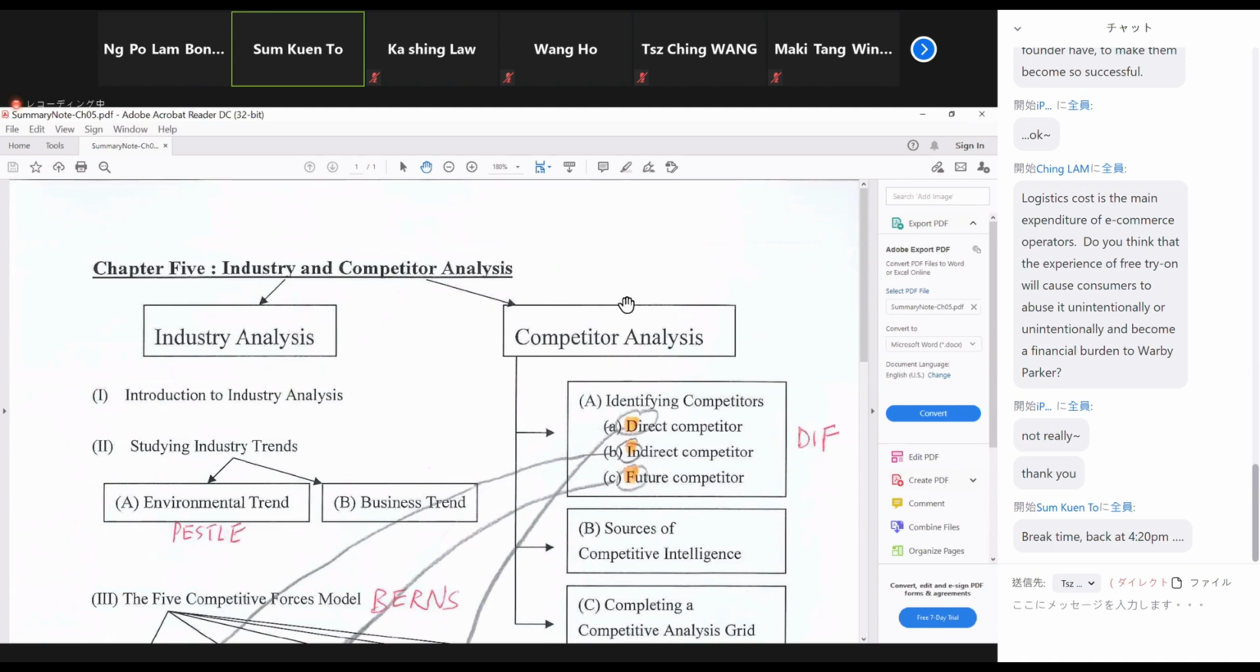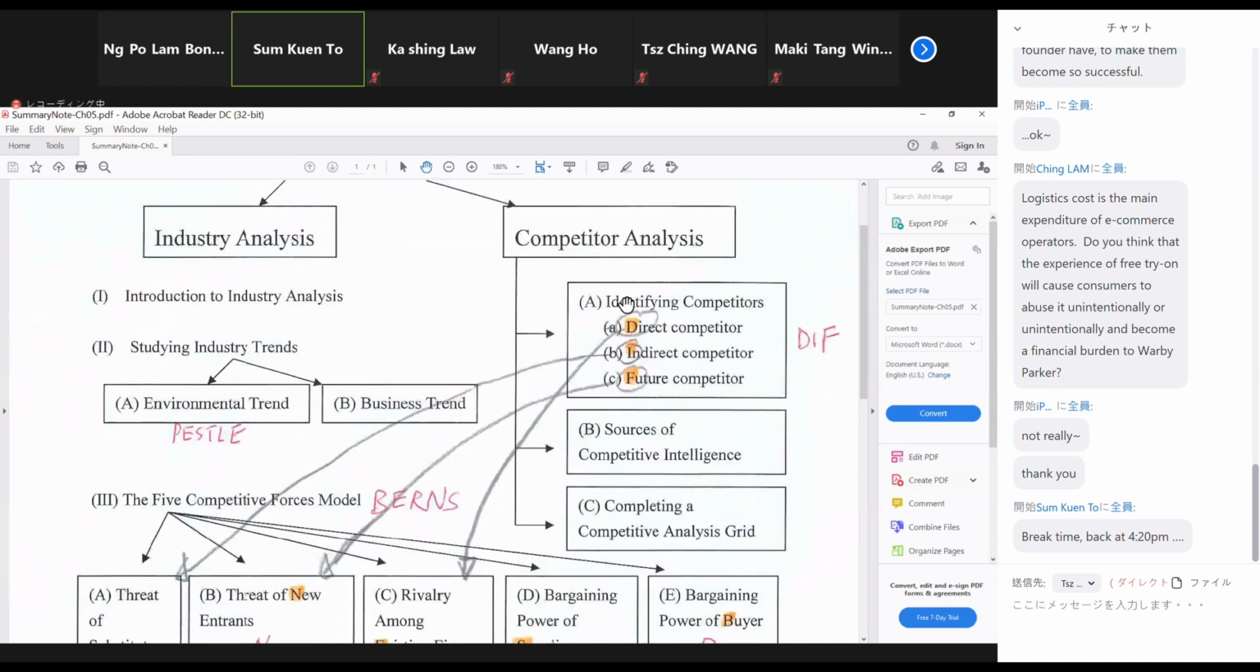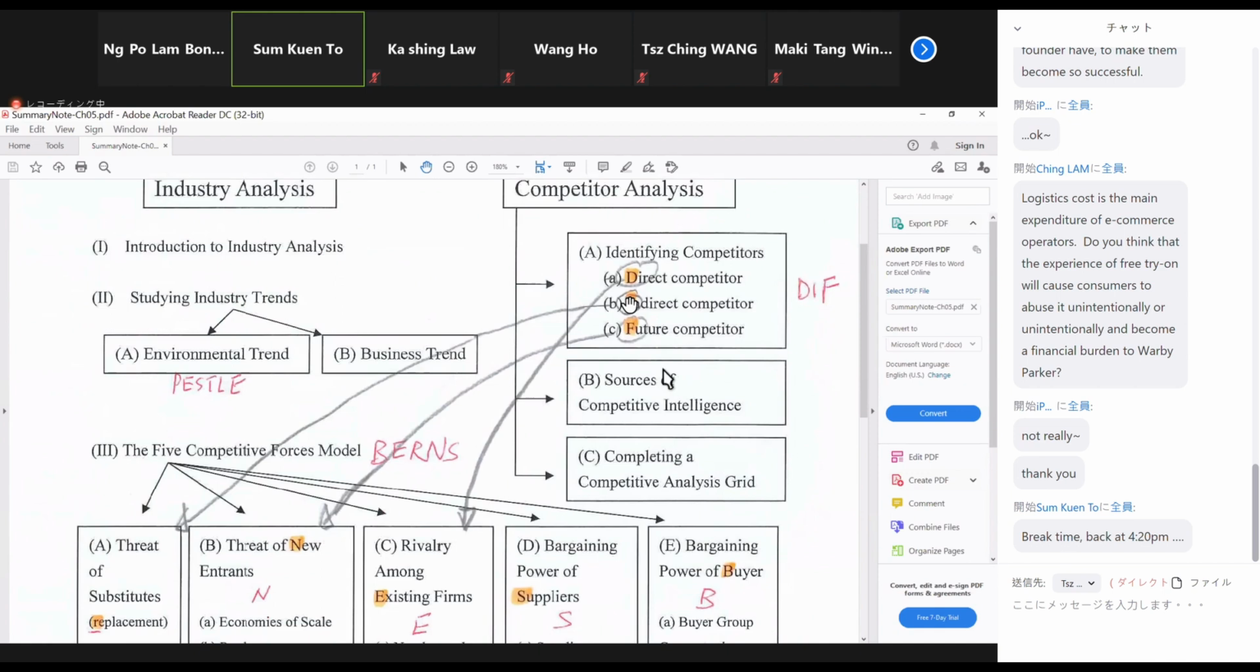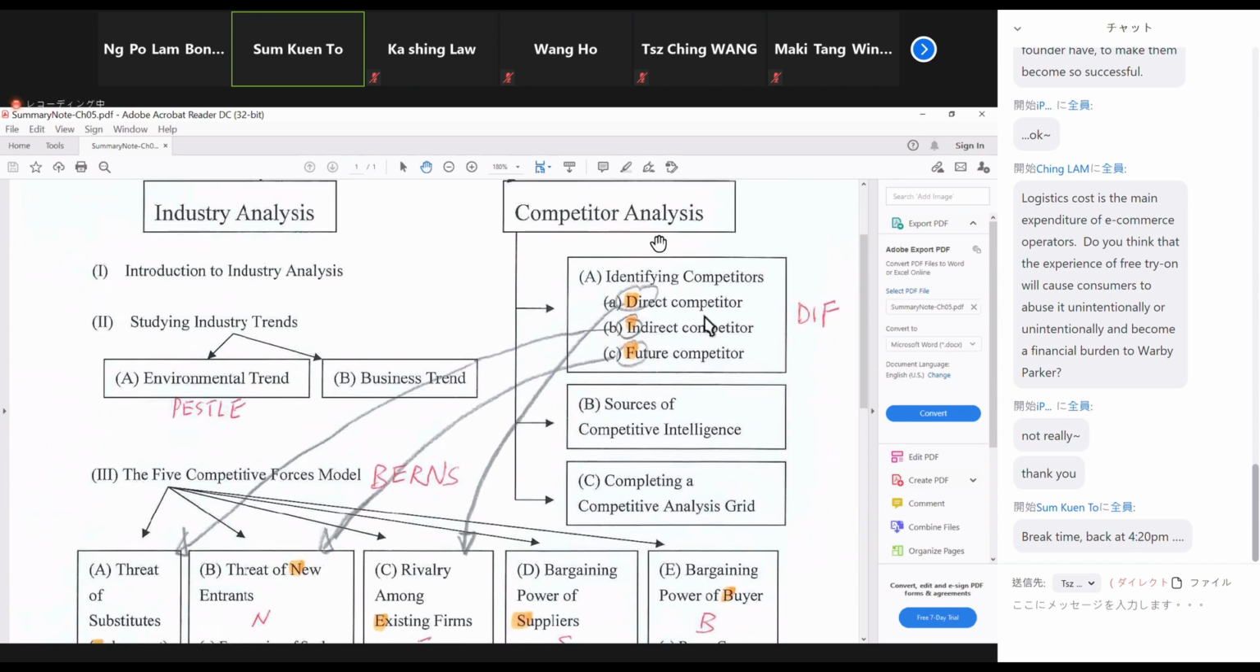So you can see from this summary note, I hope it makes it clear, because in the upcoming written report at the end of semester, you need to incorporate all this terminology to tell me you learned something about BERNS. You also learned something about DIF. What is DIF? We are talking about competitors. So for competitors, we have direct, indirect, and future competitors.